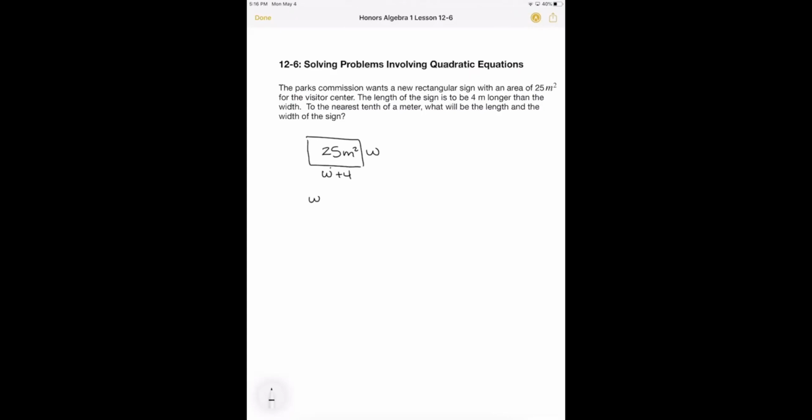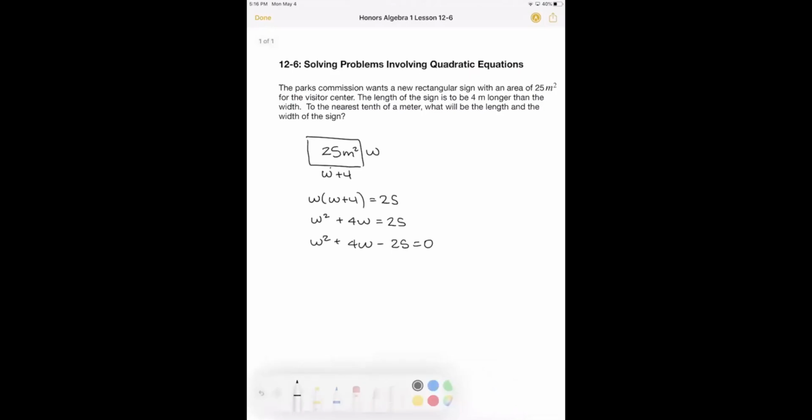So I'm going to do W times W plus 4 equals 25. Let's go ahead and distribute. I've got W squared plus 4W equals 25. Now, if I were to bring the 25 to the other side, W squared plus 4W minus 25 equals 0.